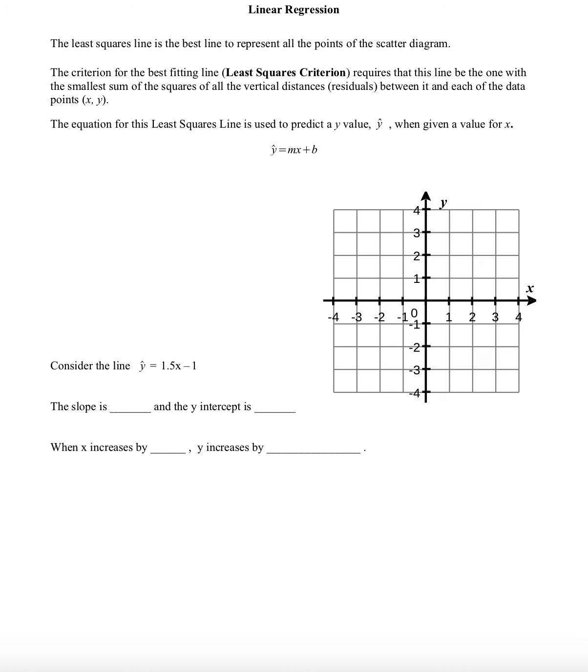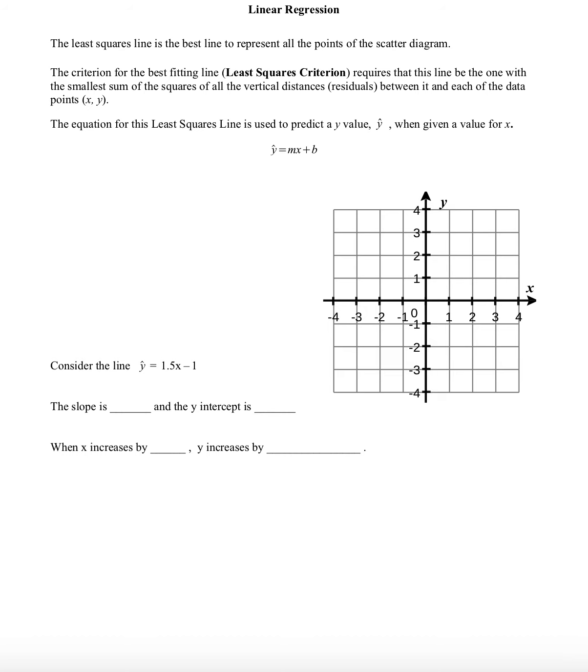In this section, we'll investigate the topic of linear regression. A least squares line is the best line that represents all points in a scatter diagram. What it does is it tries to minimize the differences between points and the line itself and then come up with that equation of the best fit line statistically.